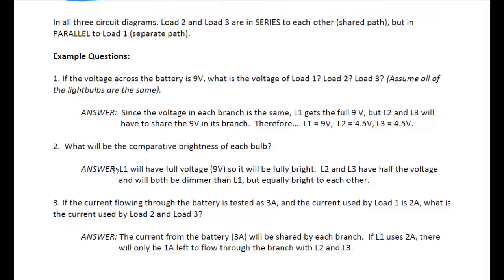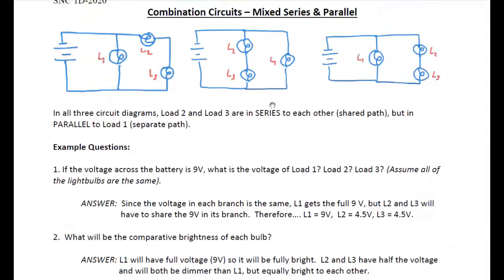So here's some of the types of questions that you could be asked. If the voltage across the battery is 9 volts, what is the voltage of load 1, load 2, and load 3, assuming they're all the same? Well, if it's 9 volts here, then it must be 9 volts in this unique pathway as well. And then it'll be 9 volts in this pathway, but shared between the 2 lights. So you would expect this to be 9 volts and this to be 4.5 and 4.5. Exactly the same for the other pictures as well. Doesn't matter which picture you use.